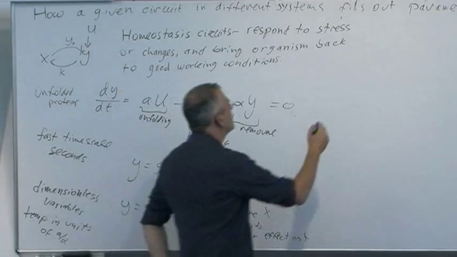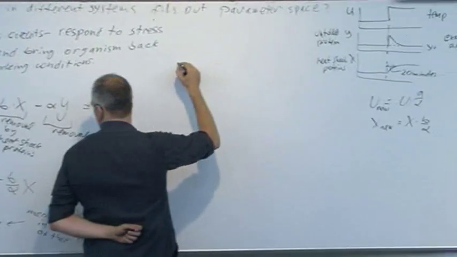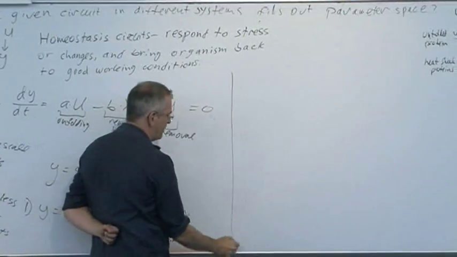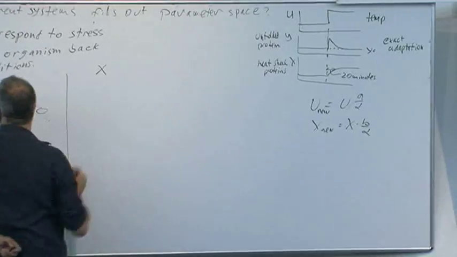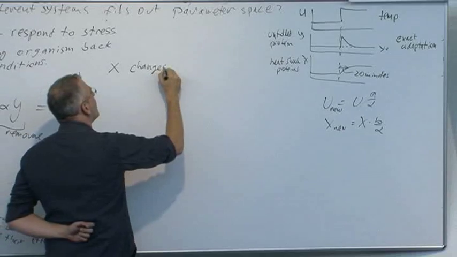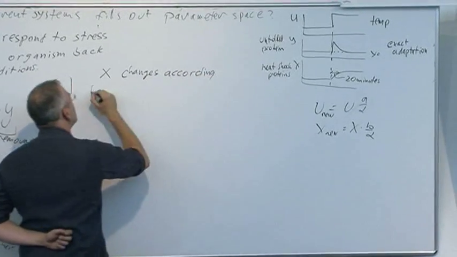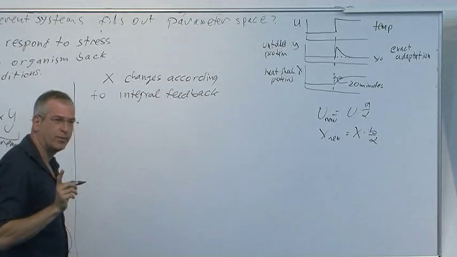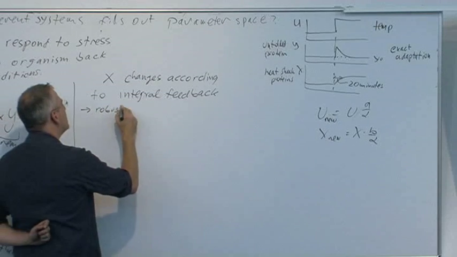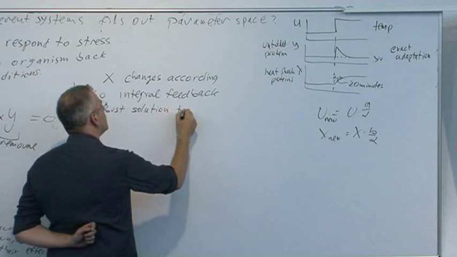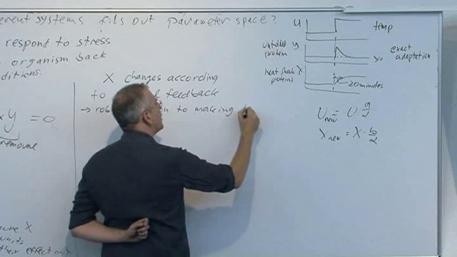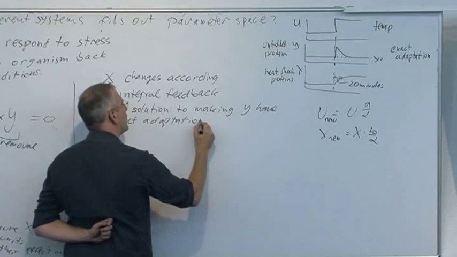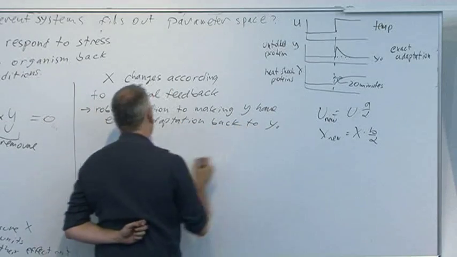So we have one equation. In our system of equations, we're going to have one equation, which is this simple equation. And now we need an equation for how X changes. Here we're going to use changes according to integral feedback, which we learned about with the temperature control, if you remember, which is the robust solution to making Y have exact adaptation back to its steady state.